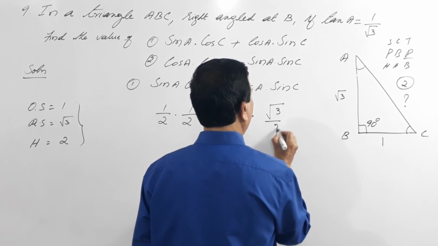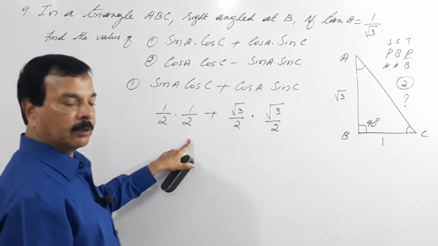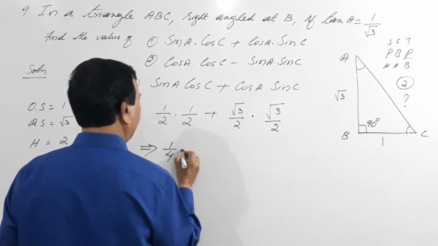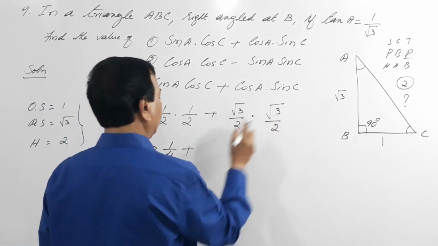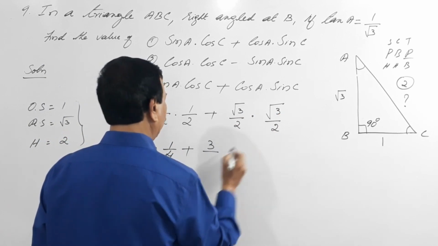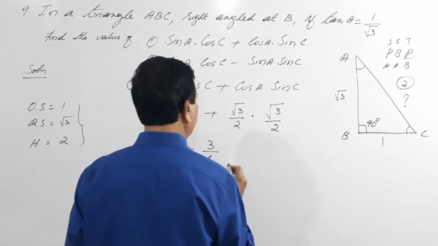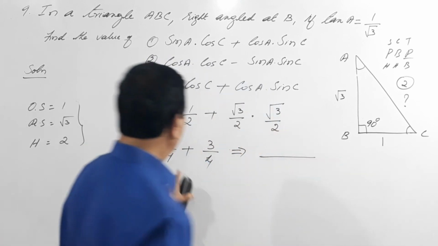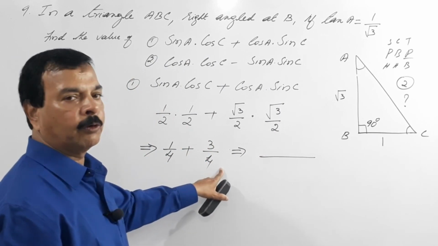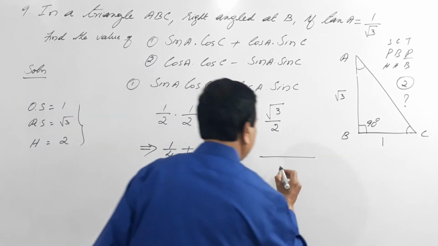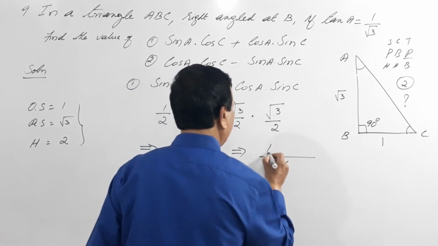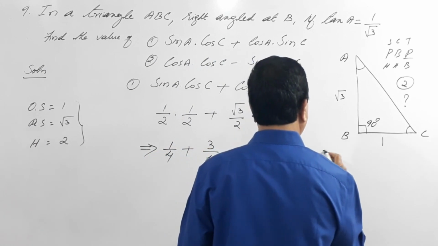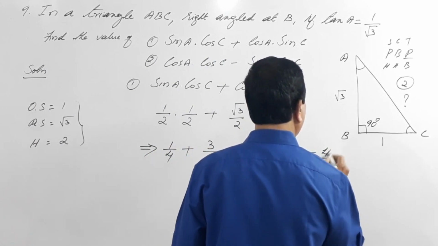Half into half is 1 by 4, plus root 3 into root 3 is 3, 2 into 2 is 4. So what happens to this? 4 is the LCM. 1 by 4 plus 3 by 4 is nothing but 1. But anyway, for your sake, I'll do it. 4 LCM, 1 plus 3, that is equal to 4 by 4, which is nothing but 1.